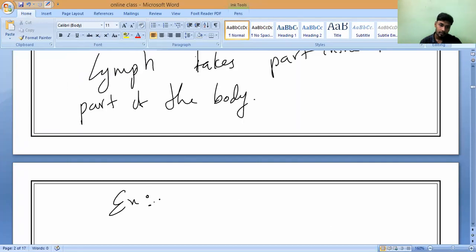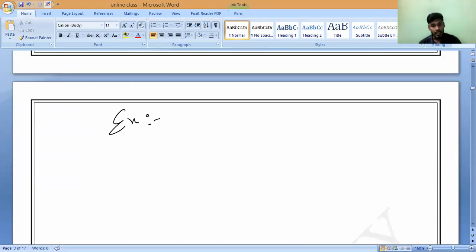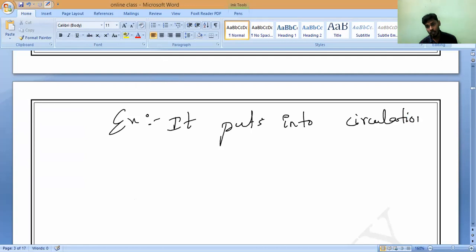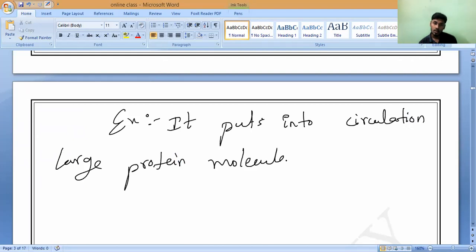Arvind, Nitinath. Sir, large proteins, digested large fats, proteins, grains of the cell and large dead cells. It puts into circulation, for example, large protein molecules. What are large protein molecules? Protein and fats. Understanding?